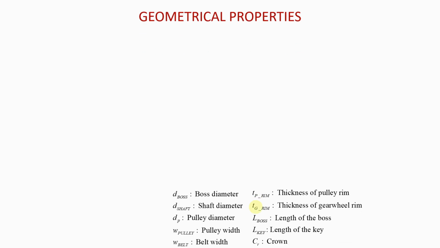And so we will first begin by talking about the geometrical properties of pulleys and gear wheels. At the bottom of the screen here, you will see that I have labels and their meanings. The reason I like to put that at the bottom of the screen is just so that when I am explaining, if ever you wonder what is the meaning of a certain label, you can just read at the bottom of the screen and you will know what that label actually is.